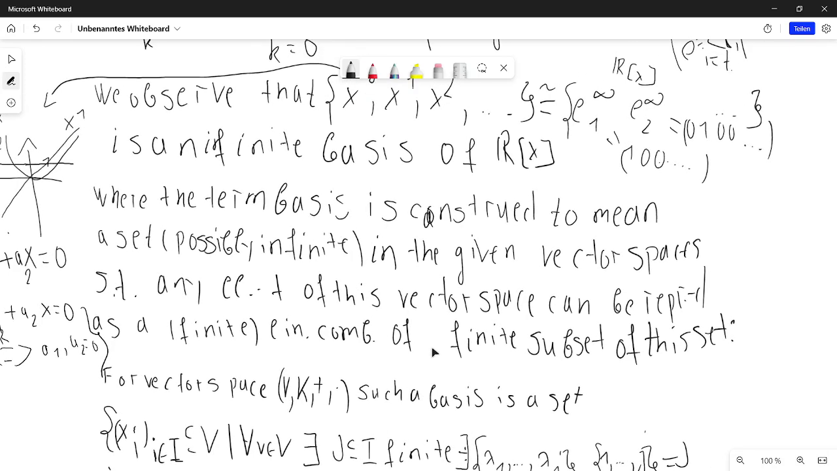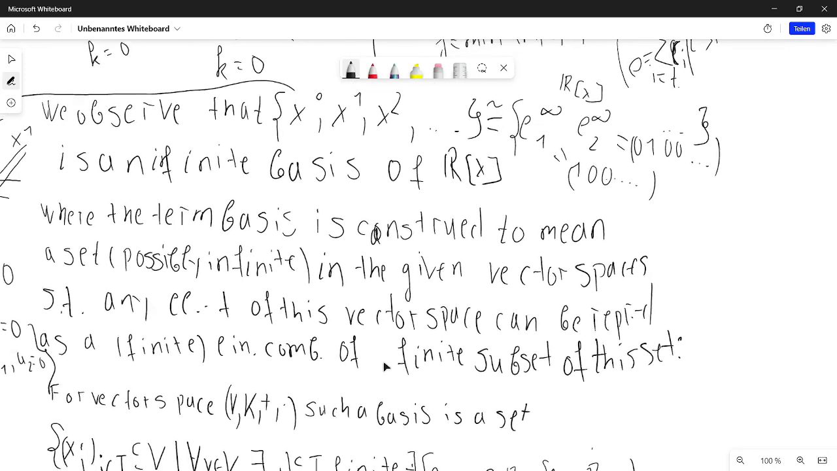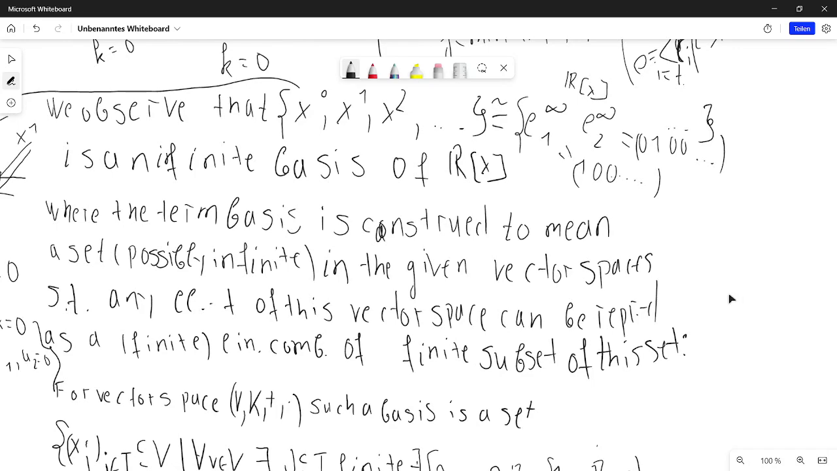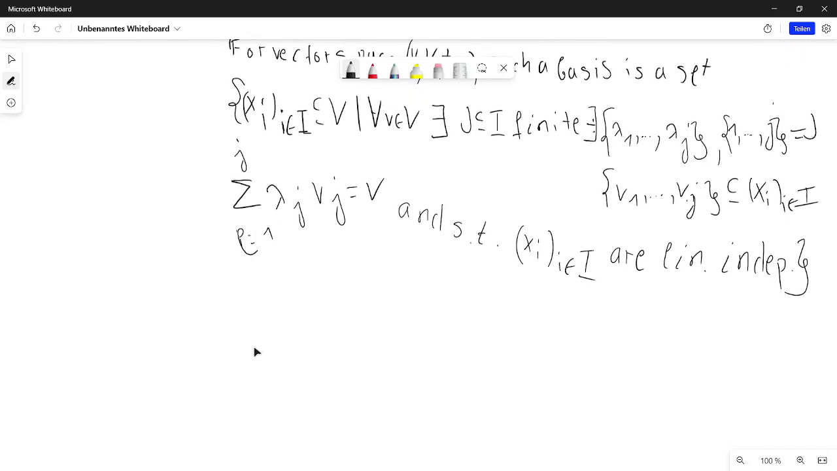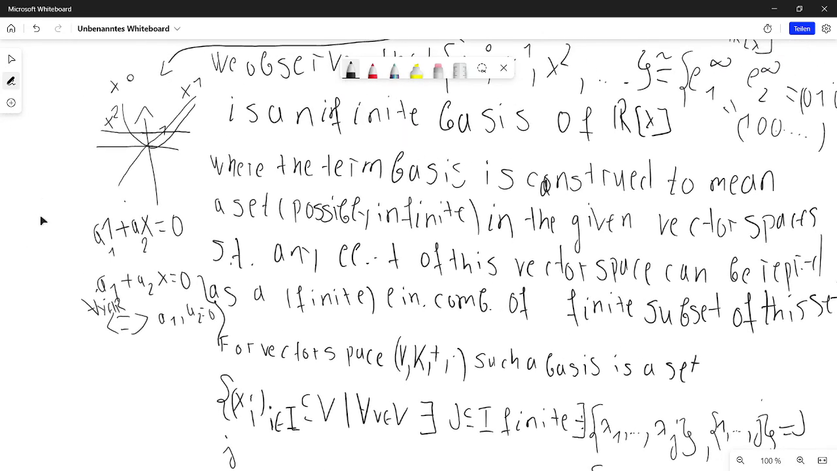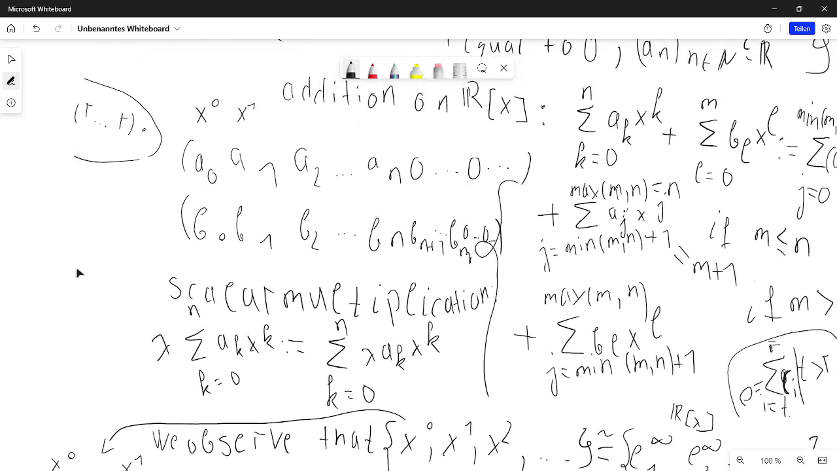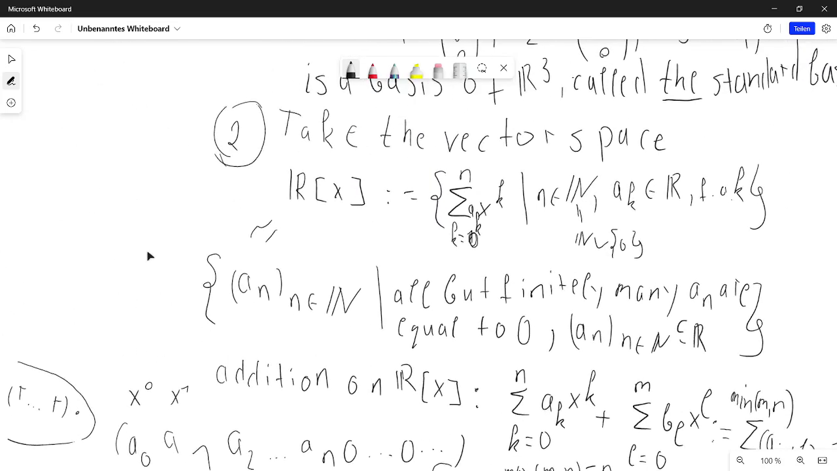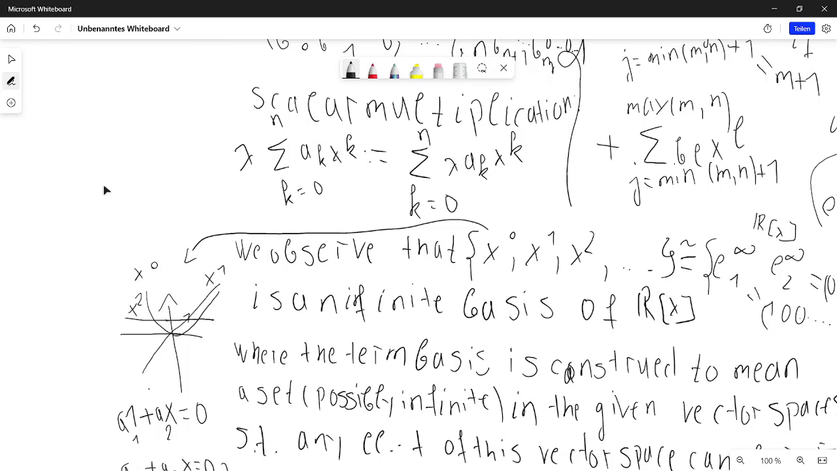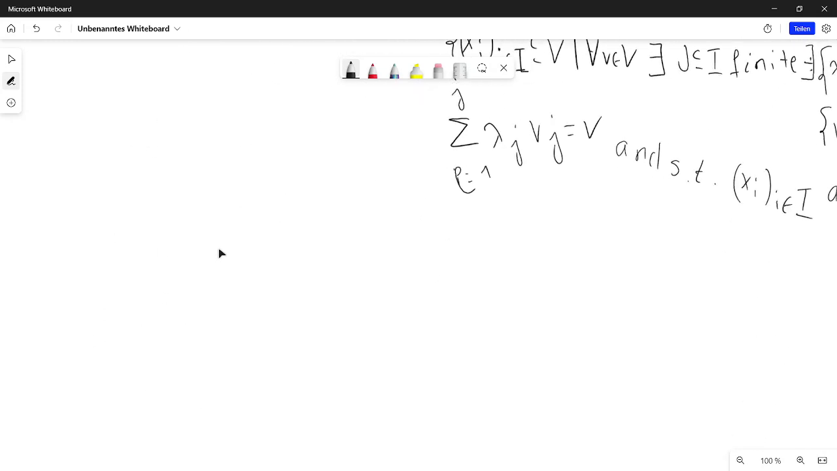All right, or you could look at this representation here as you wish. So this is another basis. And should we consider other examples? Okay, yeah, I think we should. Well, let me see.